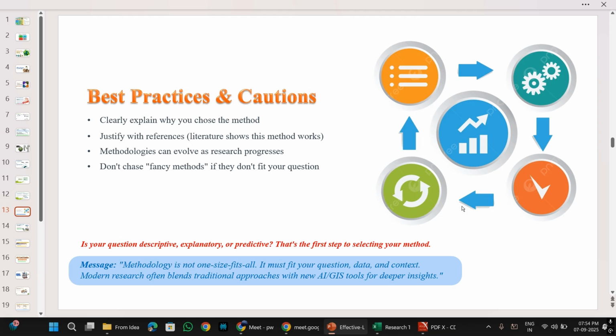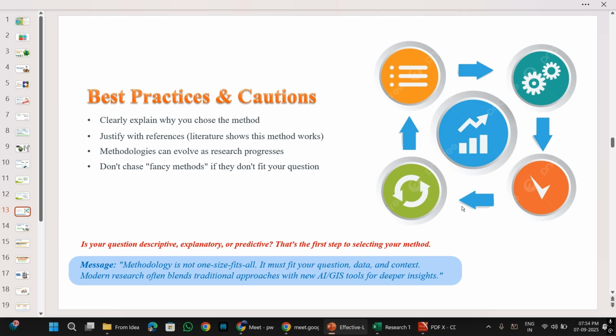So don't chase fancy methods, like we have decided earlier. If they don't fit your question, leave them. So you have to find out, is your question descriptive? The kind of research that you are doing, is it descriptive, or is it explanatory, or is it predictive? That's the first step when it comes to selecting your method.